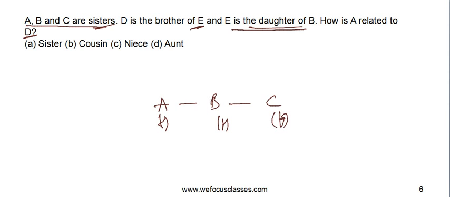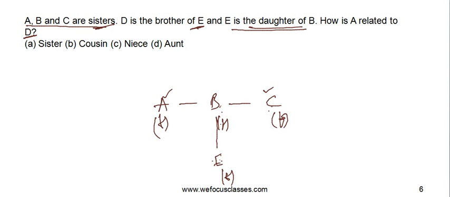Now, D is the brother of E. We don't know about E. E is the daughter of B, so she will be in the next generation. She is female. B's sister is C, and B's daughter is E. Sister's daughter is always called niece. So E is niece to C and E is niece to A, and E's aunts are A and C. We can clearly say this because these three are sisters.